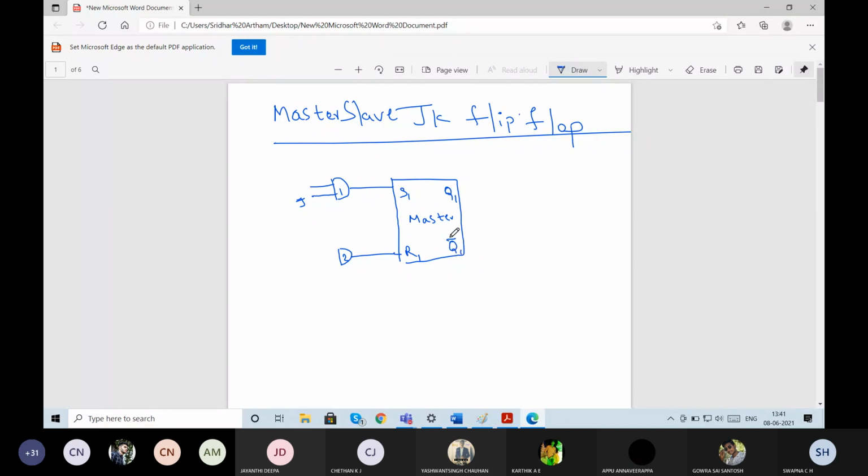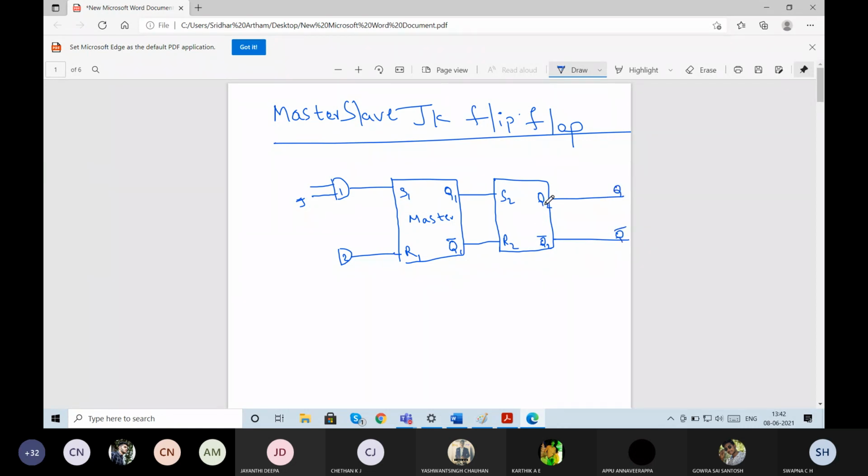Q1 bar. Then the output of this will be given to the slave. One more SR flip-flop. I'll name this S2 and this R2. S2 is directly connected to Q1 and R2 is directly connected to Q1 bar. The output of this slave is Q2 and the output of this is Q bar. And the complete output of this master slave JK flip flop is Q bar.